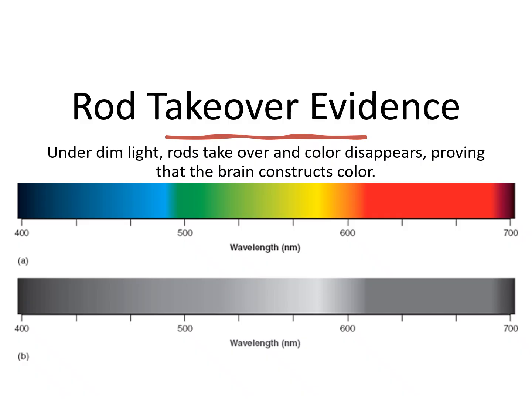Under dim light, rods take over and color disappears, proving that the brain constructs color. One of the clearest demonstrations that color is a neural construction occurs when illumination decreases. As the environment goes dim, we dark adapt and the rods take over. Rods are not sensitive to color, so the once colorful spectrum collapses into shades of gray. The wavelengths have not changed in any way, but our nervous system has. The loss of color under low light tells us that color is not a physical property of the wavelengths themselves.